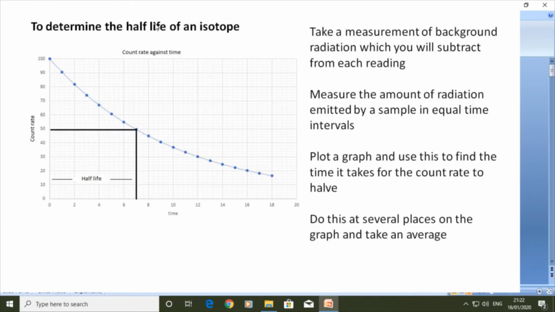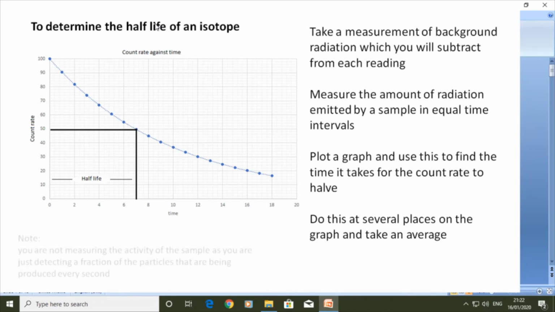To determine the half-life of an isotope, you take measurements of background radiation because you don't want them getting in the way, so you subtract that from all of your readings. You measure the amount of radiation emitted by a sample in equal amounts of time. You plot a graph of that against time, and from the graph you find out how long it takes for the count rate to halve. You do that 2 or 3 different places on the graph, and you take an average.